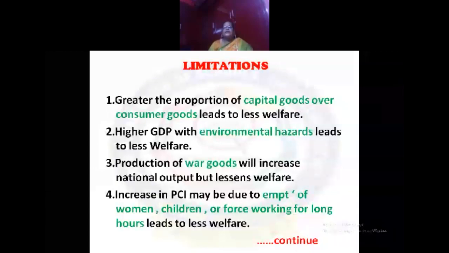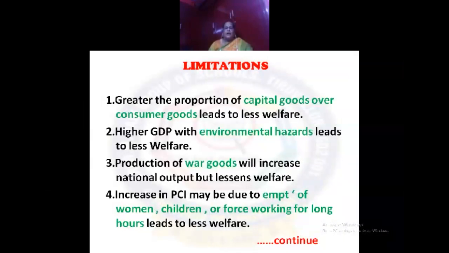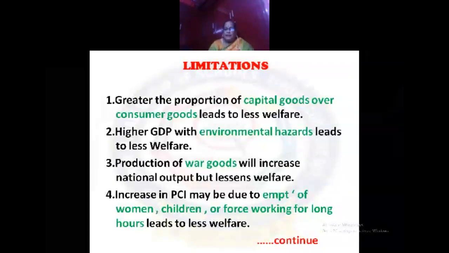Important points to be noted. Number 1, a greater proportion of capital goods and consumer goods leads to less welfare. Number 2, higher GDP with environmental hazards leads to less welfare. Number 3, production of more goods will increase the national output but lessens welfare. Number 4, increase in per capita income may be due to employment of women, children, or forced working, or long working hours, which leads to less welfare.